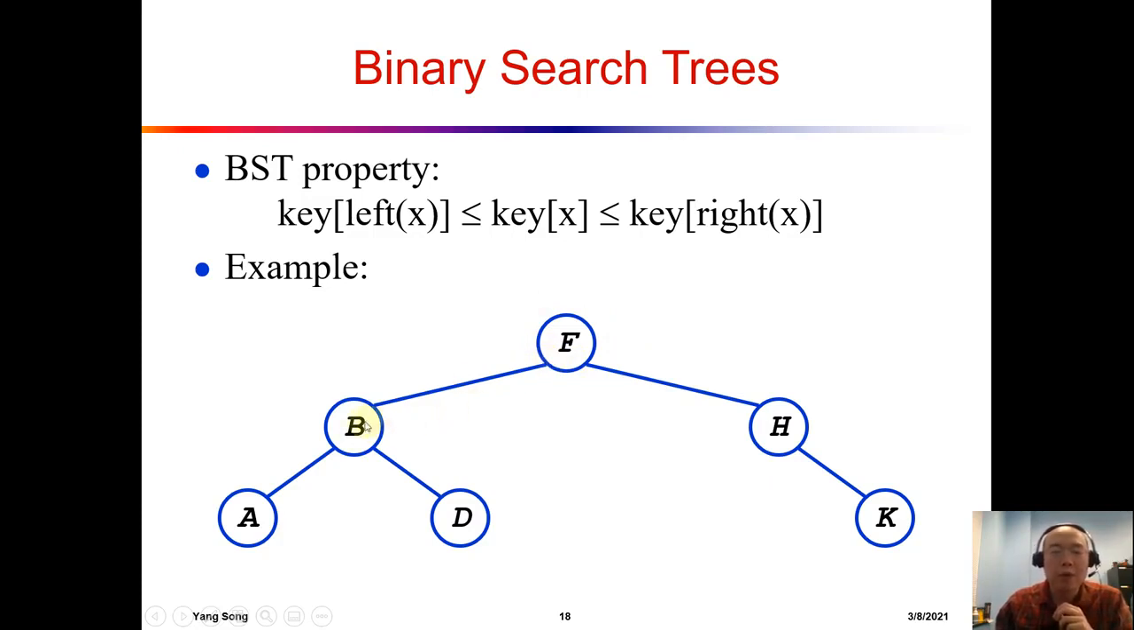Okay, so B is a left child of F. That is okay because B is smaller than F. And H is a right child of F, and H is indeed a larger value than F. And then we want to enforce this rule on all the possible parts or subtrees of the BST, even for this part. So H doesn't have a left child, so that's okay. But if H has a left child, then this left child is going to be smaller than H. And then for K, that is the right child of H, and indeed K is higher than H.